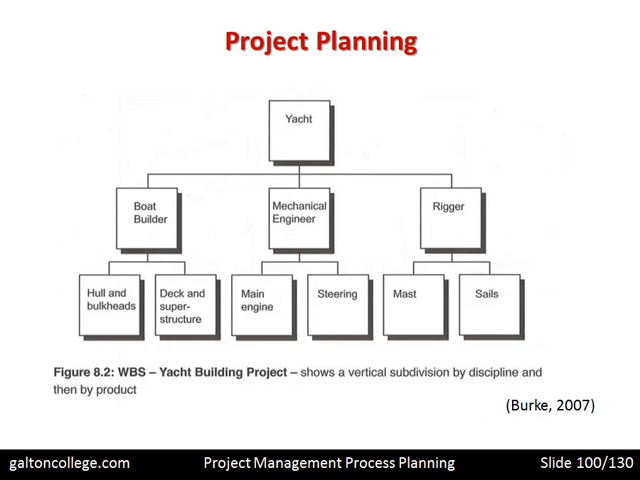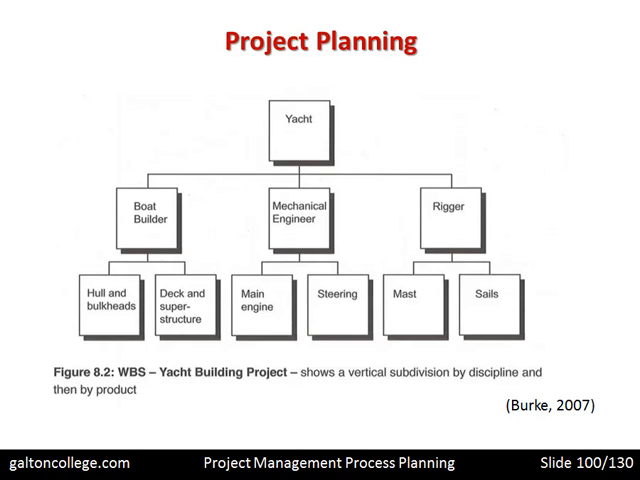Let's have a look at a diagram put forward by Burke in 2007. Now, this is a very useful diagram, a very good diagram, indeed from quite a good book. Here the project is to build a yacht. So they're going to build a yacht, and to do this they are going to have a boat builder, a mechanical engineer, and a rigger. Rigger being dealing with how the boat is designed to use, let's say, wind power. So the boat builder will build the hull and the bulkheads, the decks and the superstructure. The boat builder will in effect build the boat. But the mechanical engineer will look at the main engine and the steering and all of the technical parts of the boat.